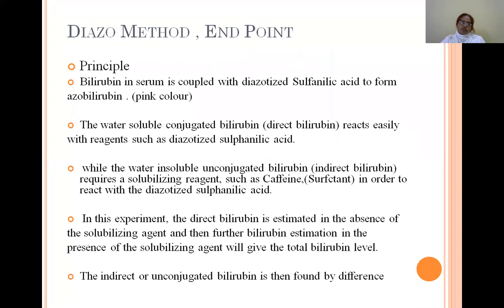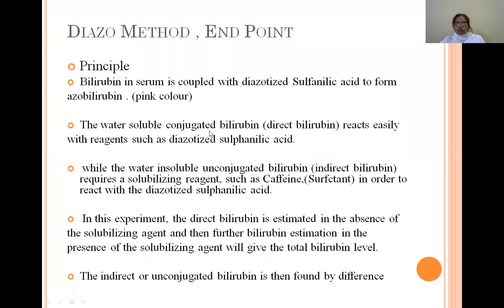Now see the estimation of bilirubin by the diazo method. This is an endpoint method. See the principle. Bilirubin in serum is coupled with diazotized sulfonic acid to form azobilirubin, which is pink in color. The water soluble conjugated bilirubin is direct bilirubin. Don't forget, direct bilirubin is water soluble.